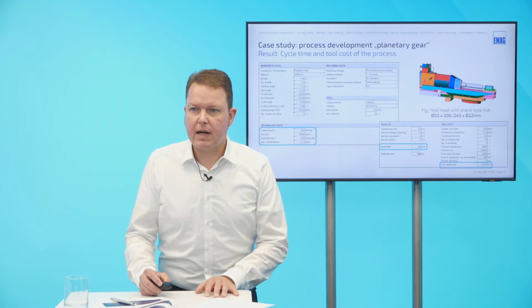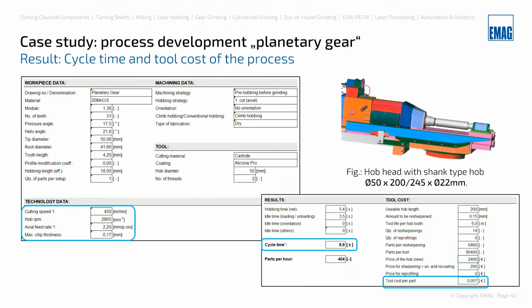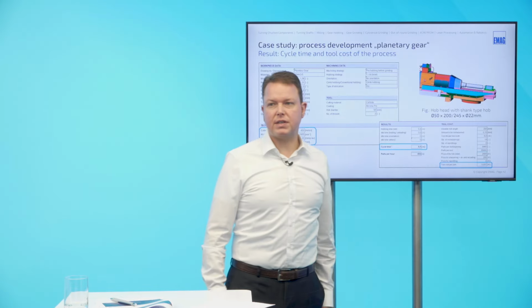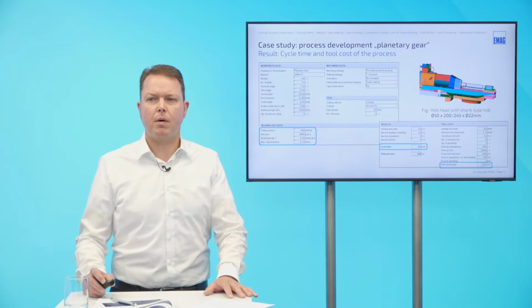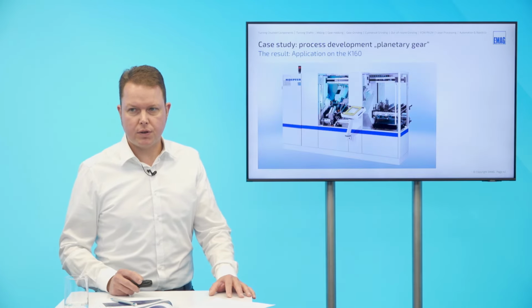Here's the cycle time calculation based on a Curb 460. For sure, one of the fastest gear hobbing machines you will find in the market. Cycle time is less than 9 seconds. On the upper right side, you see the water-cooled direct-driven hob head with HSK high-precision interface and a shank-type hob. And this is how this process looks then in reality.